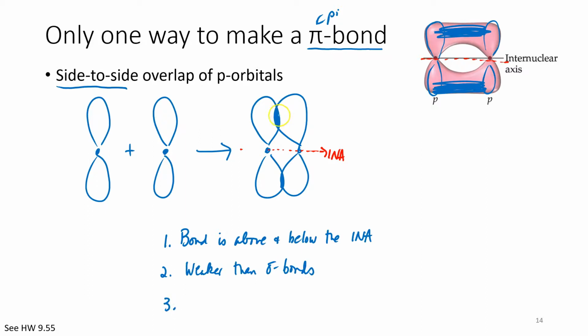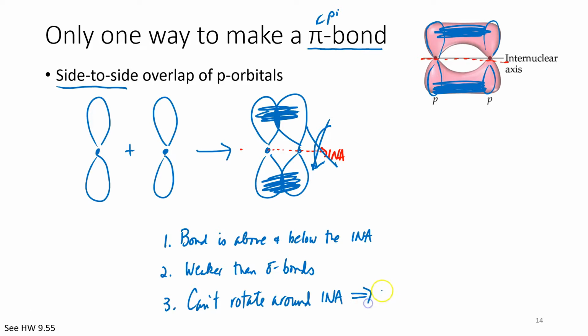And because you have overlap above and below that internuclear axis, these atoms are not allowed to rotate around it. And that means that pi bonds are more rigid than sigma bonds.